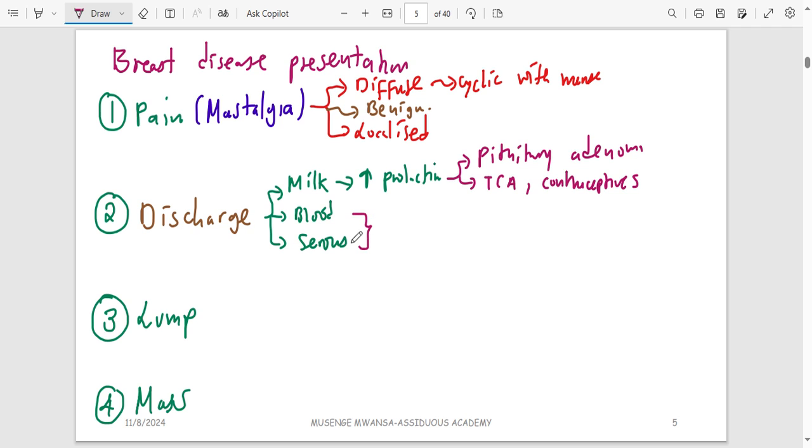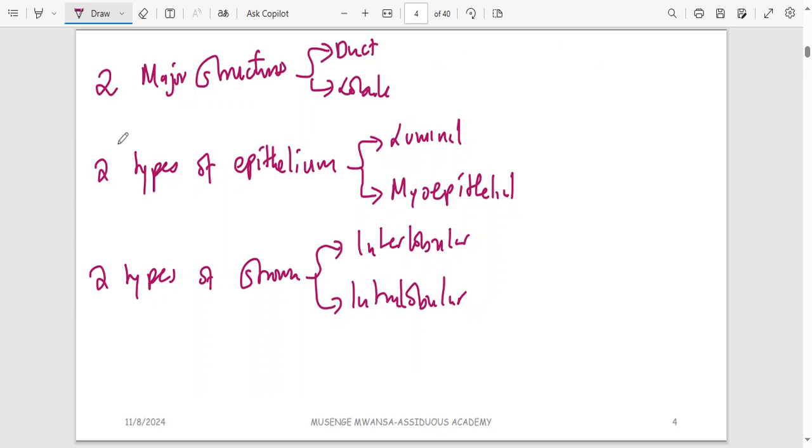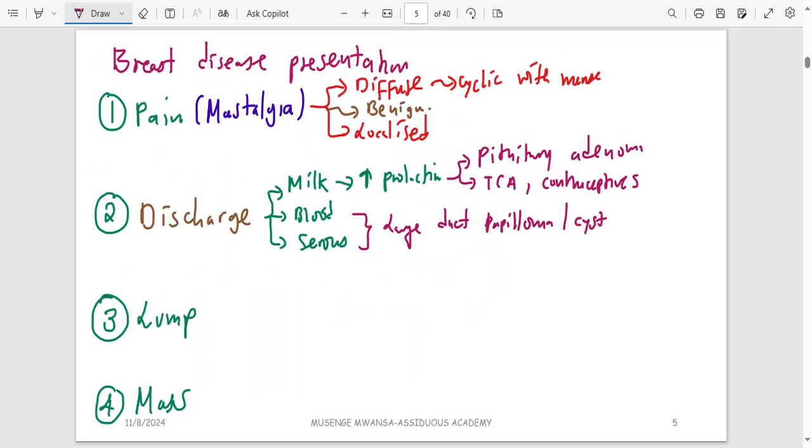What will mostly cause the production of serous or blood? It's a large duct papilloma. And these papillomas that affect large ducts, or even cysts, are basically fluid-filled sacs. We can see that this is a large duct. Especially here, can you see that the lactiferous sinus is a much larger duct? So the large duct papillomas mostly affect the lactiferous sinuses. Okay, so that's it on that one.